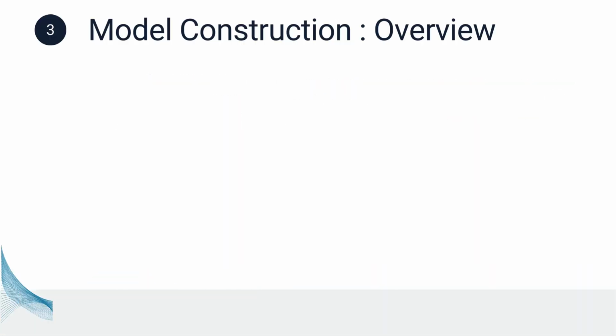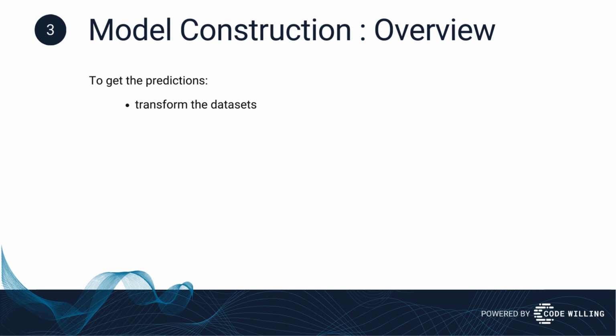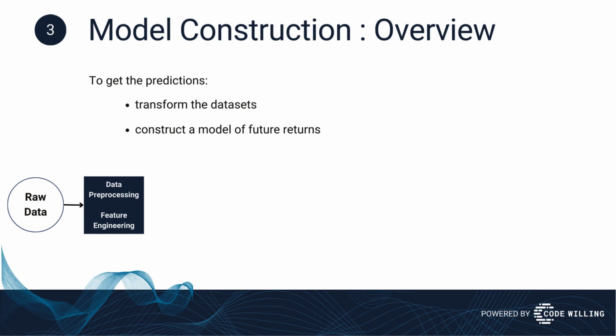To get the predictions, we need to first transform the datasets and then construct a model of future returns. In transforming the datasets, the goal is to construct features which can be used in modeling future returns. To construct the features, we first need to perform data preprocessing on the raw data. This involves cleaning, structuring, and merging different datasets. Feature engineering is then applied to derive predictive features of stock returns.